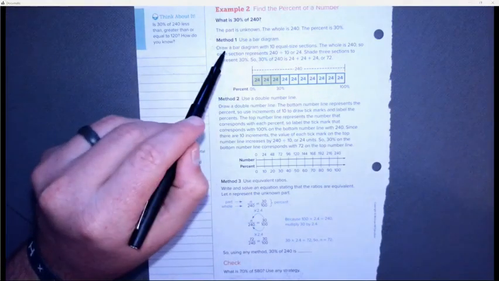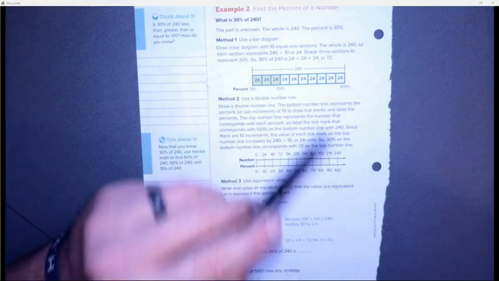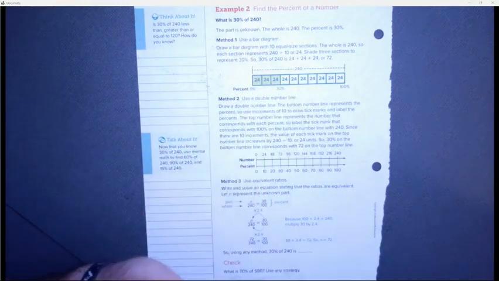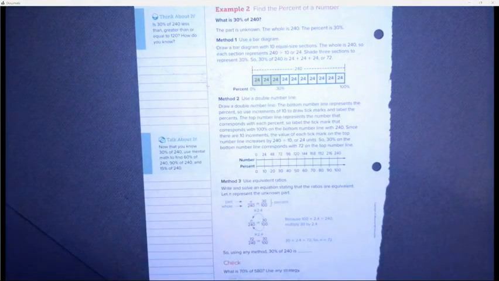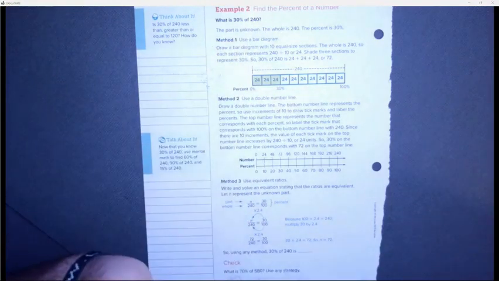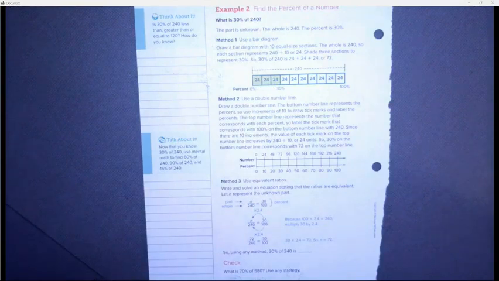I can set it up like they did in method 1 with a bar diagram. Since we're going for 30%, we can do intervals of 10%. So our whole bar is 100%. Each individual box represents 10%. So 3 boxes would be 30%. My whole is 240, so my whole bar represents 240. I'm going to divide it by 10 since I have 10 boxes. So each box is 24. So 3 boxes is 30%. 24 times 3 gives me 72.